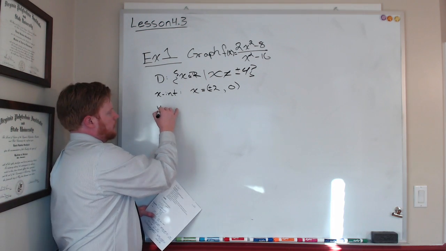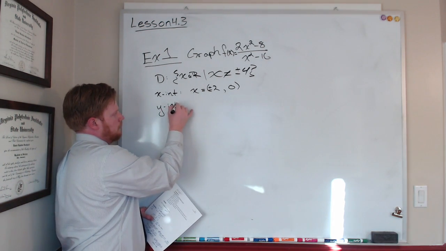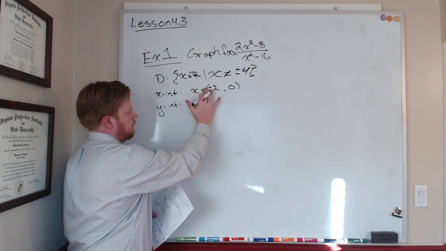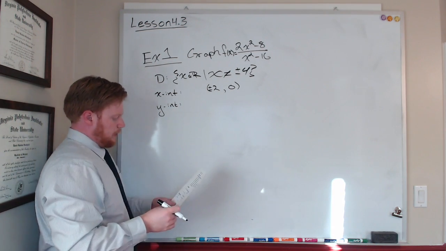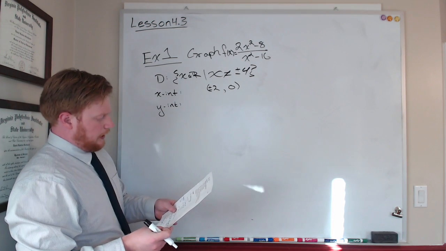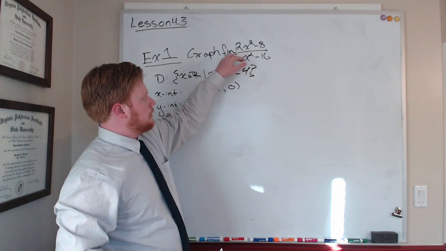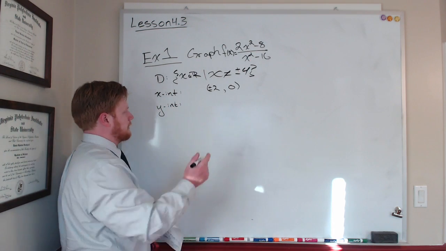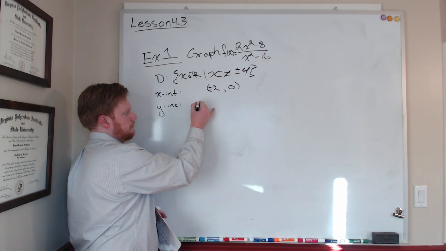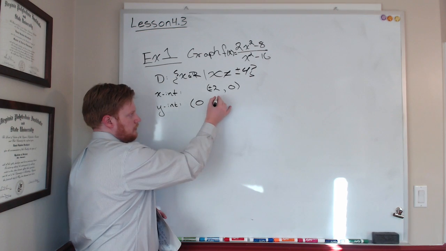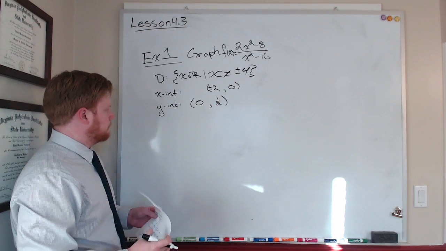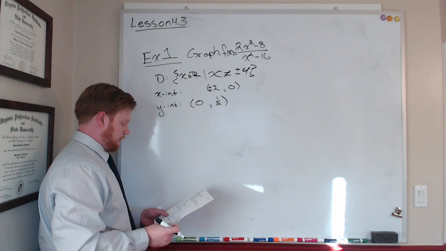Now my y-intercept is what I get when I let x equal 0, which leaves me with negative 8 over negative 16, or positive 1/2. And remember, an intercept is a point. All right.